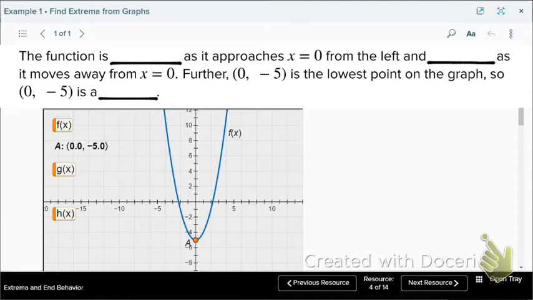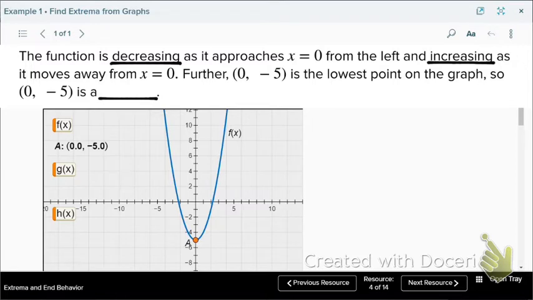As I get closer to this yellow dot, am I increasing or decreasing? Decreasing. After this dot, what am I doing? Increasing. Those are my first 2 blanks. The graph is decreasing as it gets closer to 0 on the x-axis. And after that, it is increasing as it moves away from x equals 0.